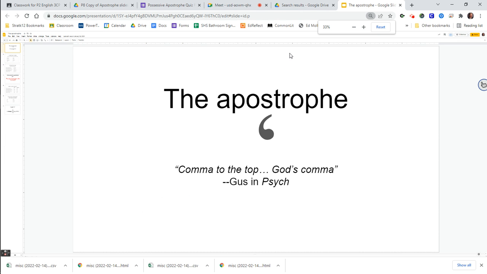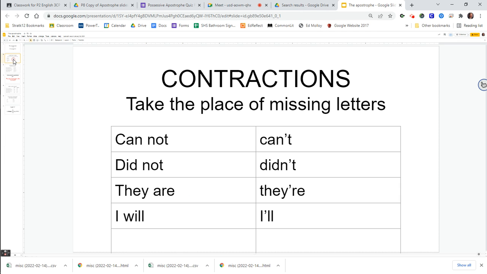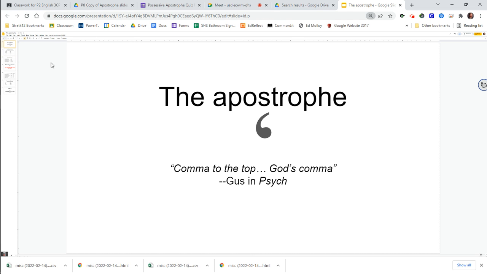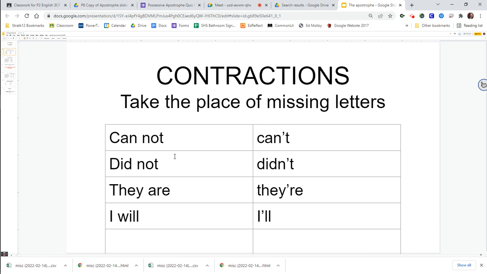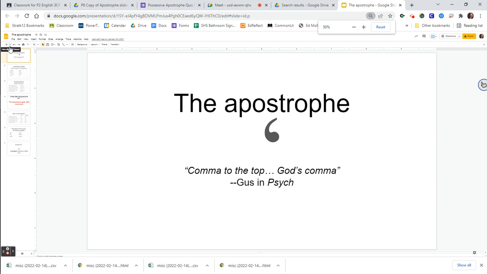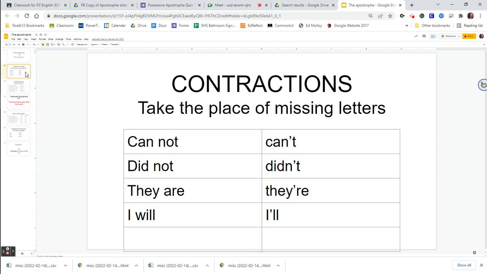I think I can do it this way. Okay. Contractions. One use of apostrophes is to show where there's missing letters.